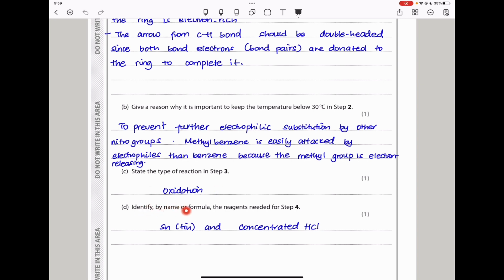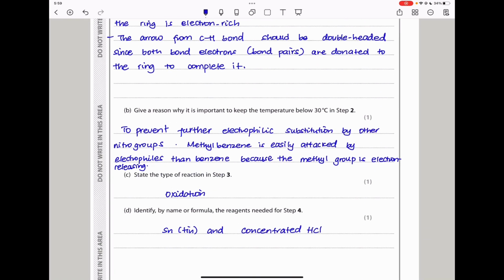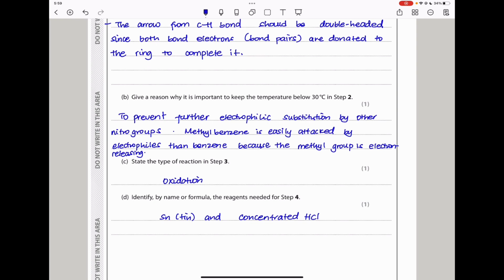This says identify by name or formula the reagents needed for step 4. Again, I'm sorry, I gotta take you back. Step 4 is this one here. In step 4, we see a nitro group being converted into an amino group. That means hydrogen has to be provided, or reduction has to occur. This step is reduction, and the things we need are tin in the presence of concentrated HCl. So those are the things we need to convert that functional group into that functional group. So I said here, tin and concentrated hydrochloric acid.